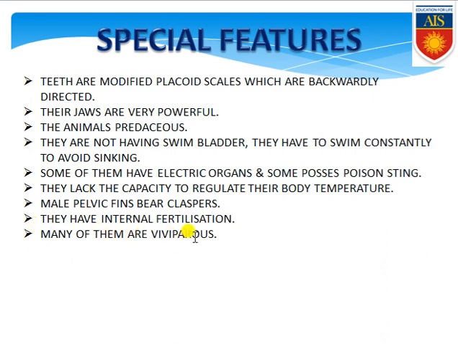They have internal fertilization. Obviously the fertilization is taking place within the female's body, so that's why they have internal type of fertilization. Next, many of them are viviparous, because these specific Chondrichthyes animals are not laying any eggs, rather they are producing babies. So that's why they are viviparous.